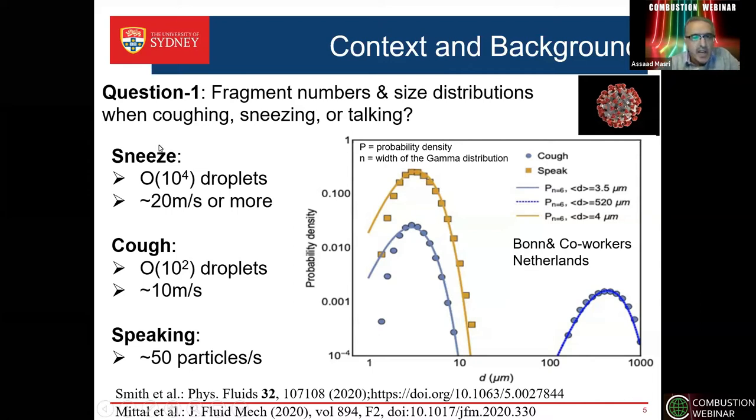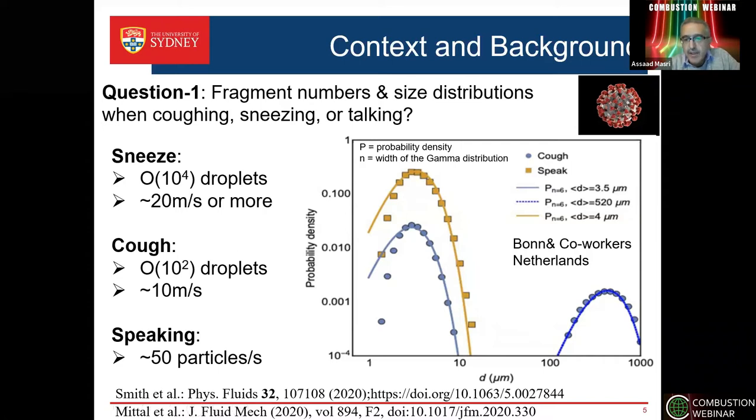For sneezes and coughs, roughly about 10 to the 4 to about 100 droplets are released with velocities of the order of about 10 meters a second for cough and about 20 meters a second for sneezes. The interesting bit is shown on the right-hand side of this plot, where the probability distribution is bimodal, as you see from the blue curves there, where you have droplets that are fragments that are about 500 microns on the mean.